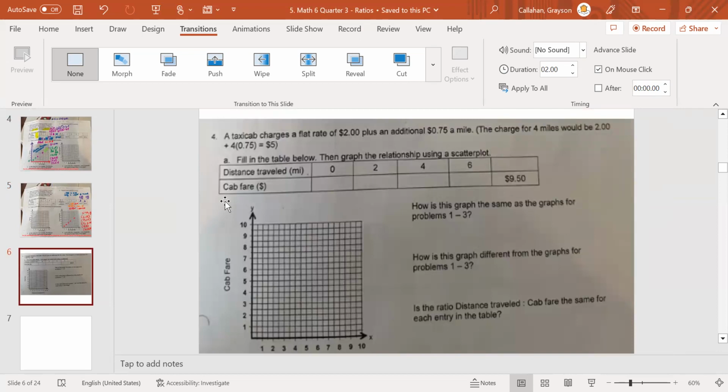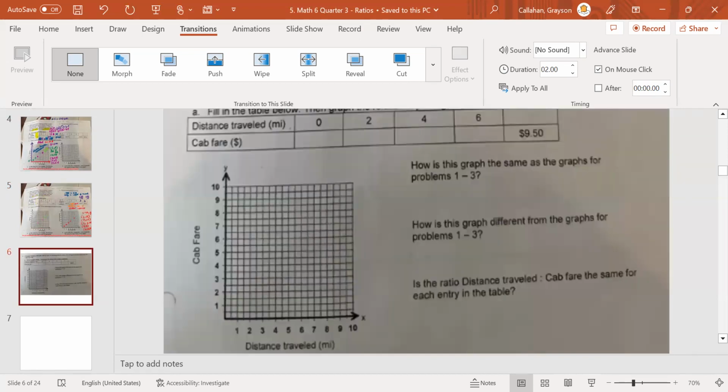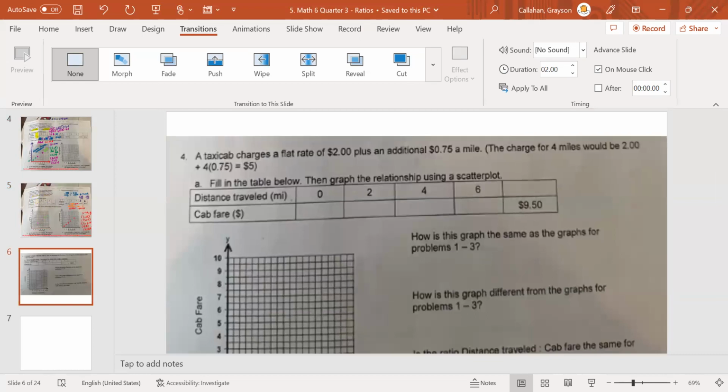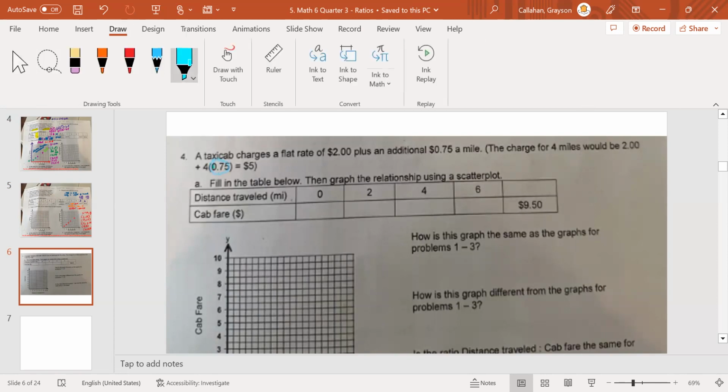For number 4, this is our last one. A taxi cab charges a flat rate of $2, plus 75 cents a mile. The charge for 4 miles will be $2 plus 4 times 0.75, right? Because this is how much they're charging for each mile, 0.75, and then you multiply that by the 4 miles. But they charge you $2 regardless whether you go 1 mile, half a mile, 20 miles, 180 miles. They're still gonna charge you $2.